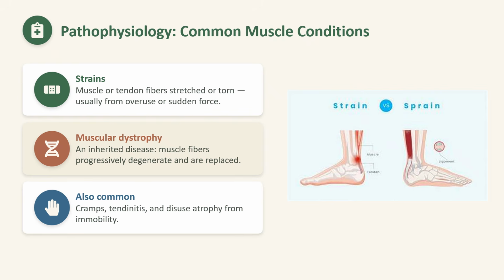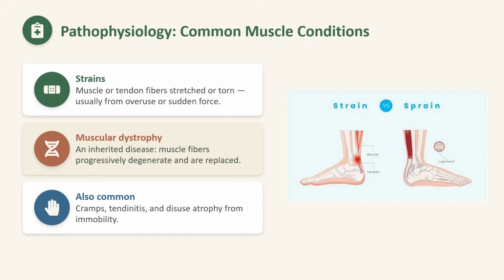Here's the roadmap for today's pathophysiology, and notice that both major conditions do their damage at the level of the muscle fiber. Strains are the everyday injury, muscle or tendon fibers stretched beyond their capacity or torn outright, usually from overuse or a sudden force. You'll see these constantly in primary care, urgent care, and sports medicine.